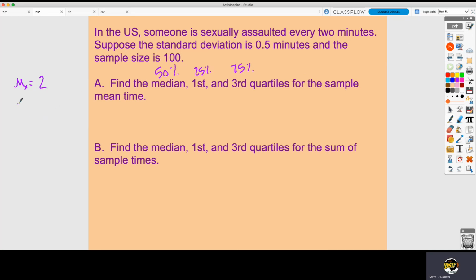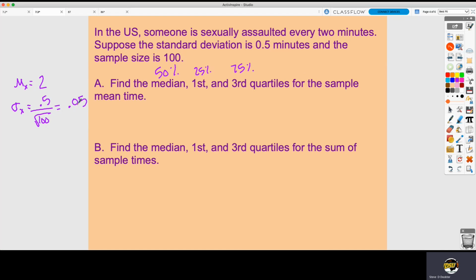All right. For our standard deviation for this one, what does it end up being here? We have a sample size, so we're going to have to divide. So 0.5 divided by the square root of 100. So 10, yeah. So our standard deviation is simply 0.05.